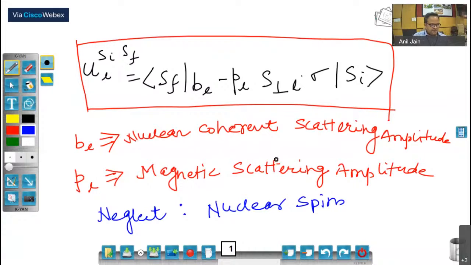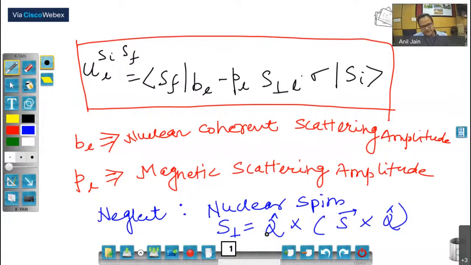And S perp here, as you know, with Q the scattering vector, is the unit vector along the scattering vector direction crossed with S. So what it makes sure is that when we are doing the magnetic scattering, we are only sensitive to the component of the moment which is transverse to Q.